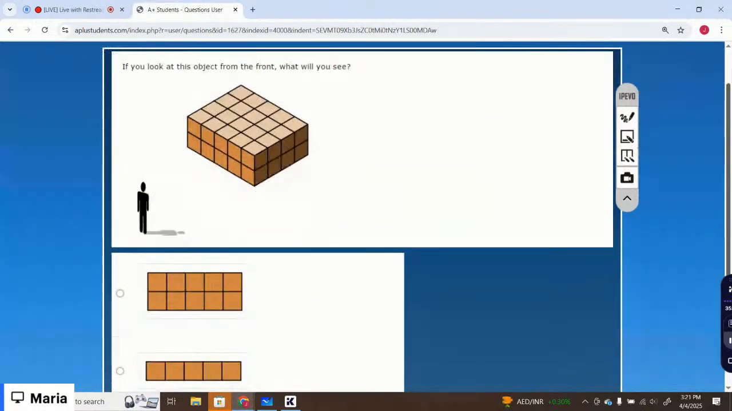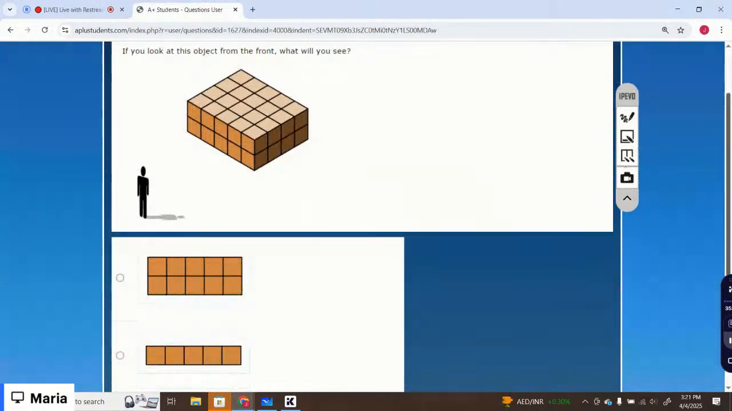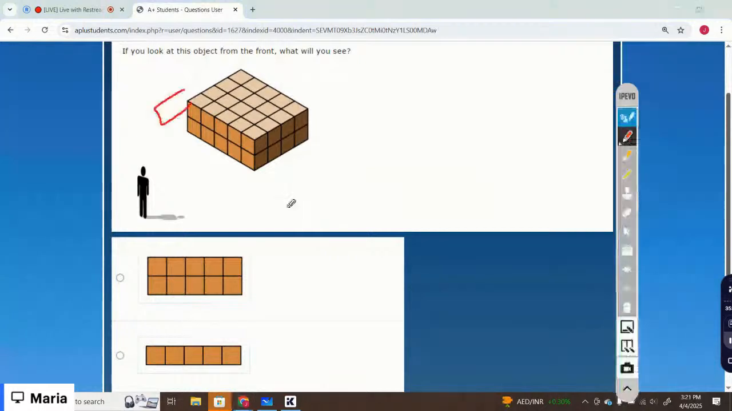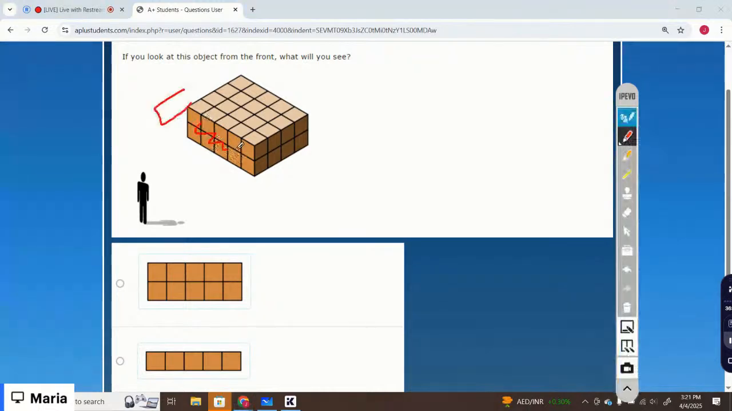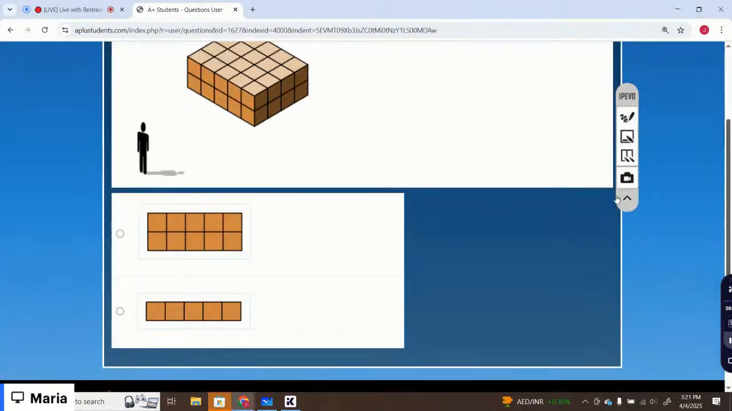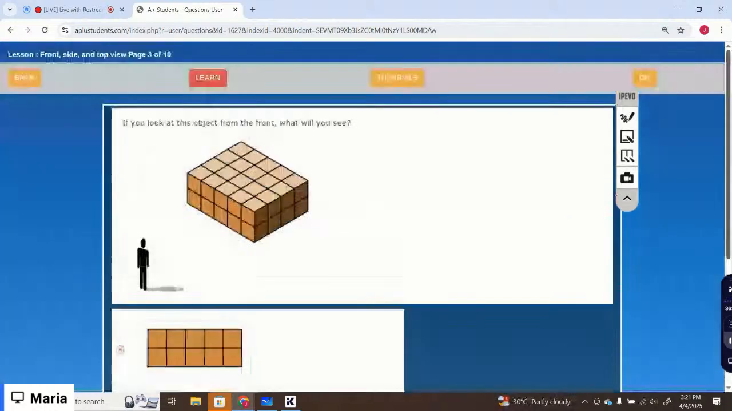If you look at the object from the front, what will you see? When you're looking from this side, you will see from here. Option number one is the correct option.